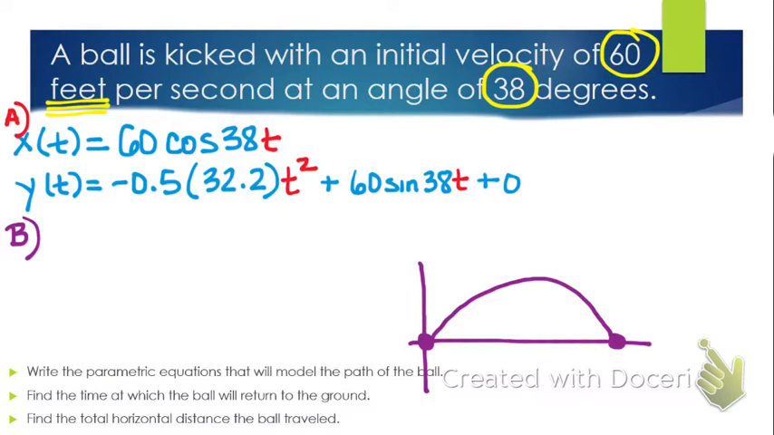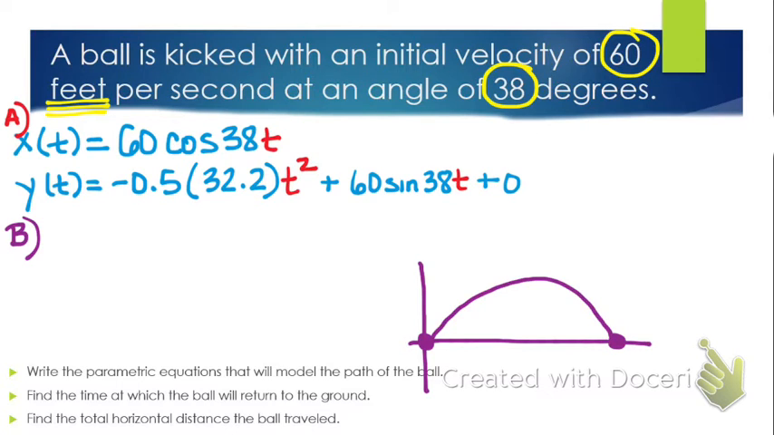The vertical distance is 0. Okay? If it starts on the ground, the vertical distance is 0, and when it returns to the ground, the vertical distance is 0. So I'm going to use the y parameter and set this equal to 0 and solve for t. So let's use this equation right here and solve for t.